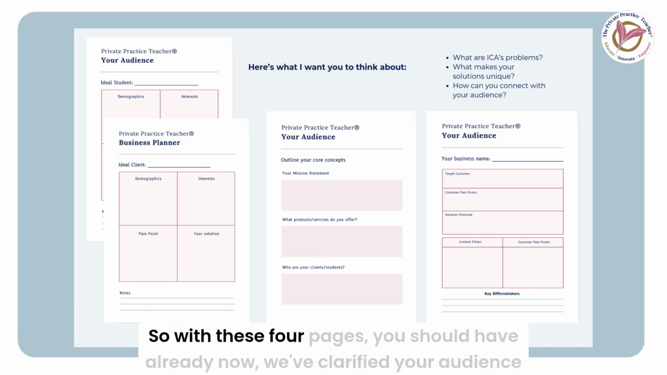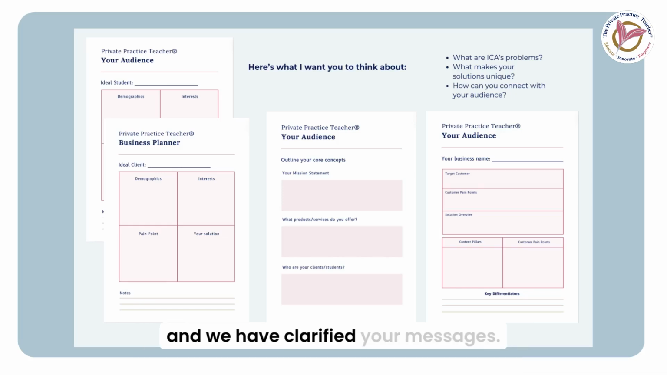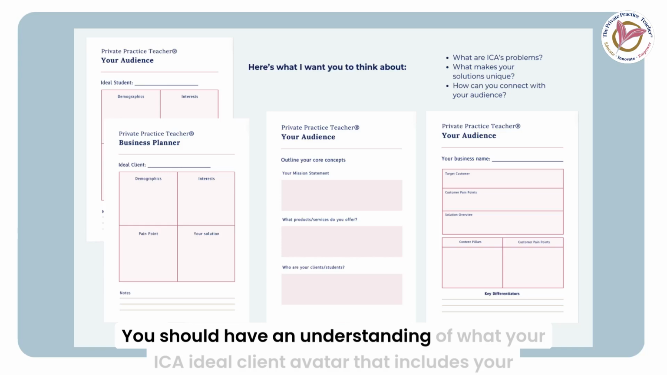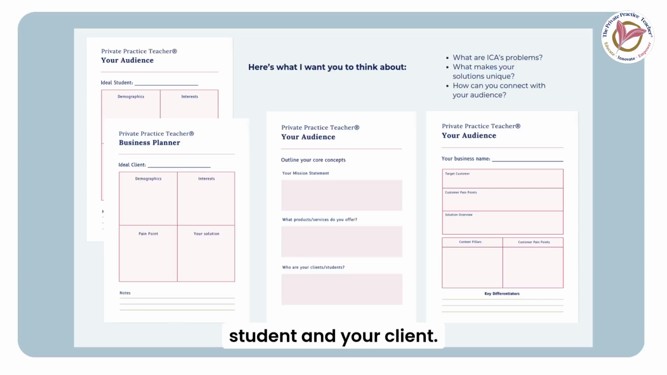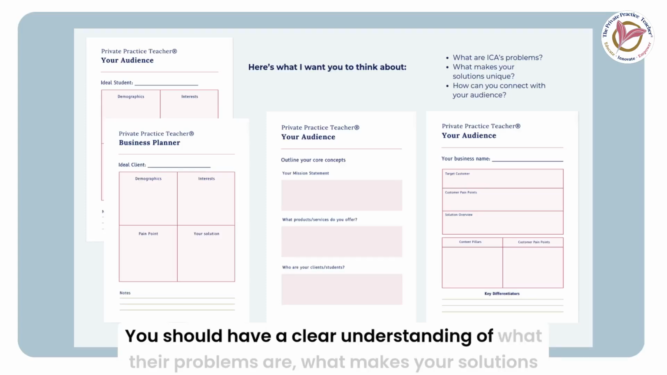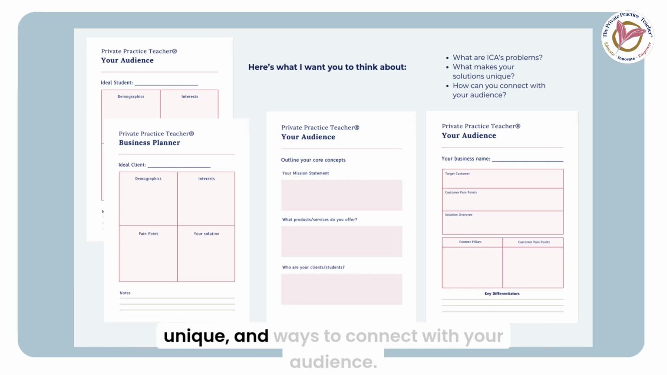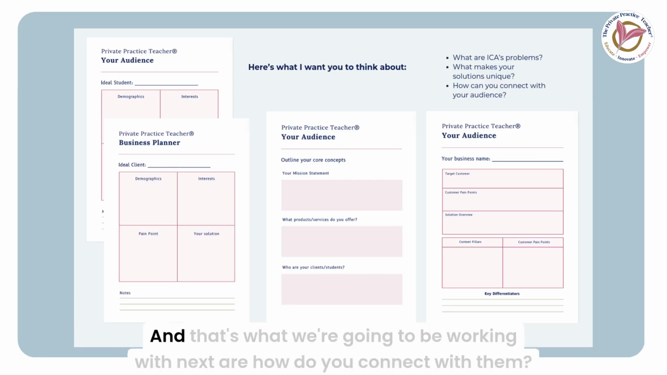So with these four pages, we've clarified your audience and we have clarified your messages. We've worked through those. You should have an understanding of what your ICA, ideal client avatar, is, that includes your student and your client. You should have a clear understanding of what their problems are, what makes your solutions unique, and ways to connect with your audience. And that's what we're going to be working with next: how do you connect with them?